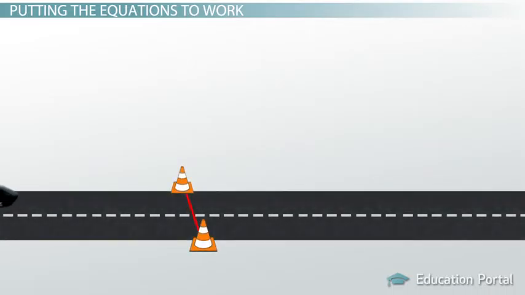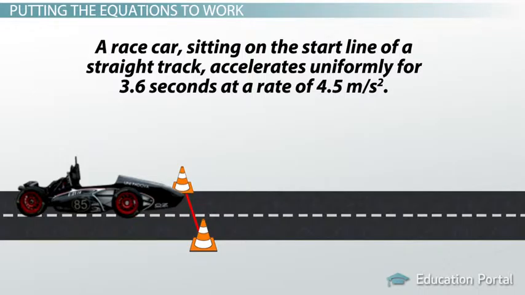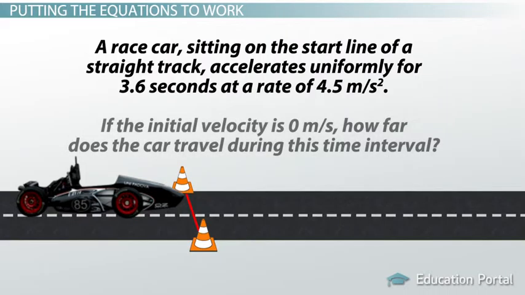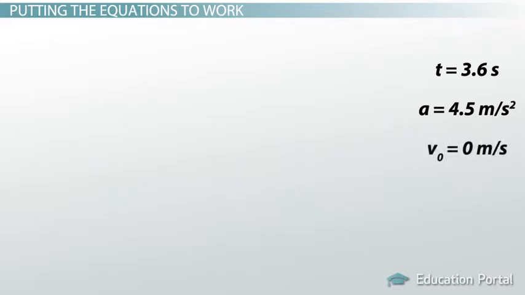Let's work through a typical problem so you get an idea of how to tackle them. A race car, sitting on the start line of a straight track, accelerates uniformly for 3.6 seconds at a rate of 4.5 meters per second squared. If the initial velocity is 0 meters per second, how far does the car travel during this time interval? First, let's write down the variables we're given in the equation. T equals 3.6 seconds, a equals 4.5 meters per second squared, v sub 0 equals 0 meters per second, and x sub 0 equals 0 meters. This isn't given, but you can assume it is 0 meters in order to calculate the change in position. X is what the problem is asking you to solve for.